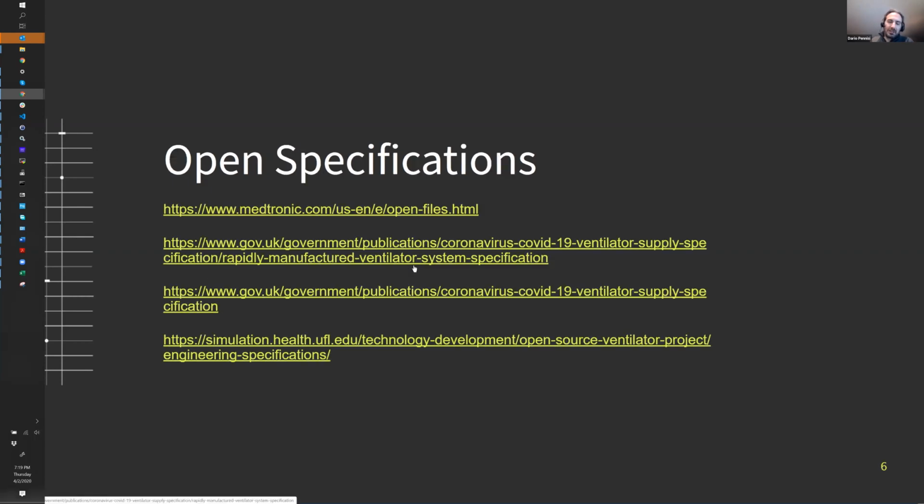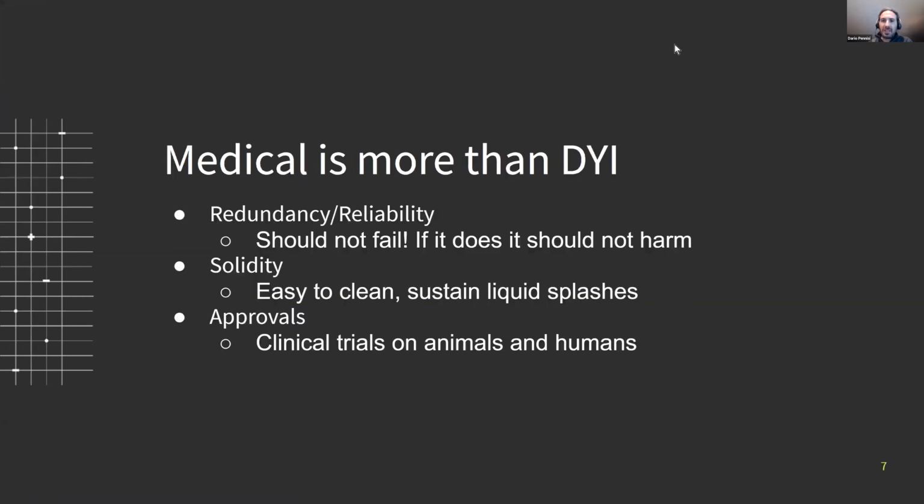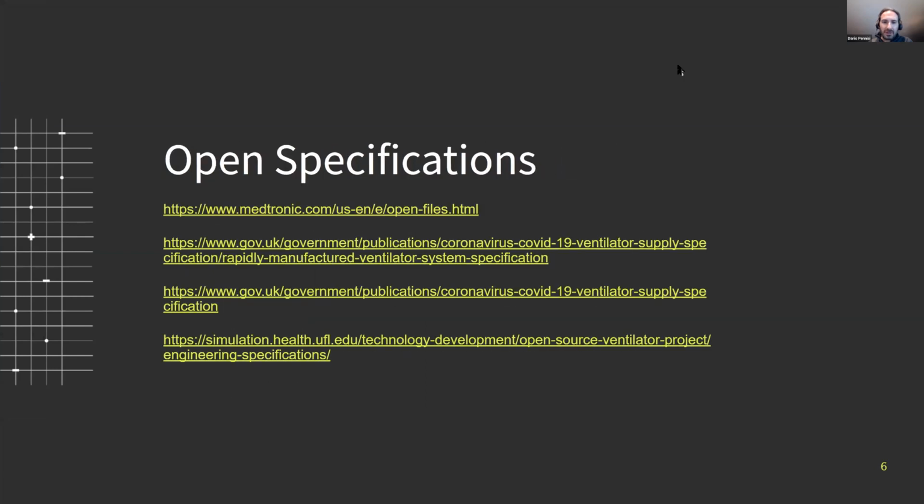Now, the very interesting thing is that in these days, there have been a number of initiatives which shared links for complete designs or requirements for ventilators. And this is very interesting because the first link is probably the most interesting, because that is the full design of a medical unit that has been approved and actually is in production. So it is very important to have a look at that, because that really brings a lot of information.